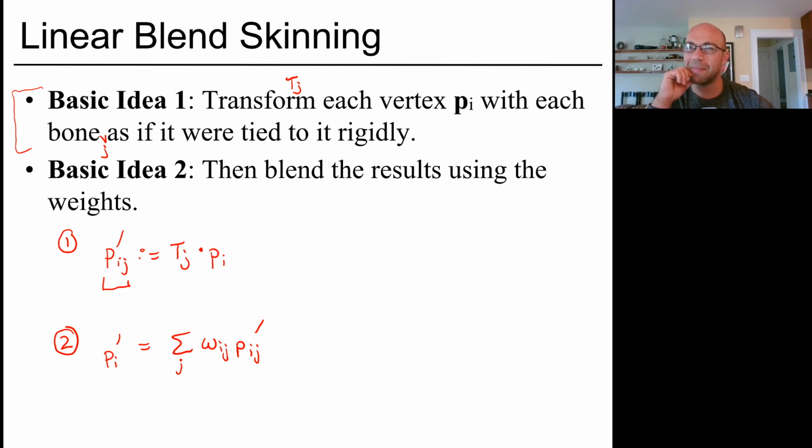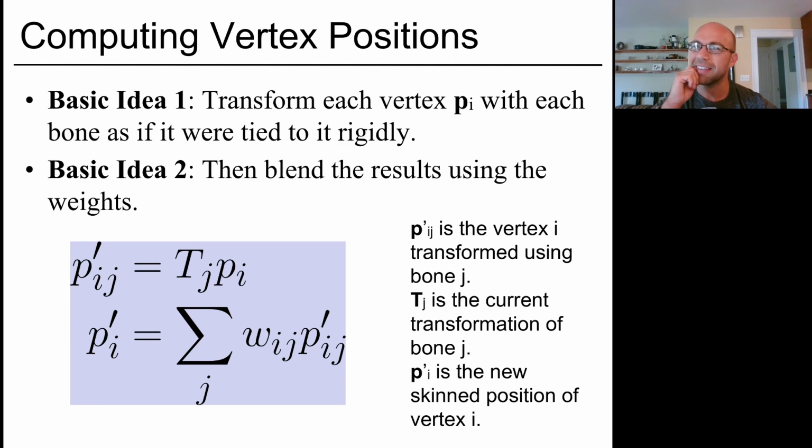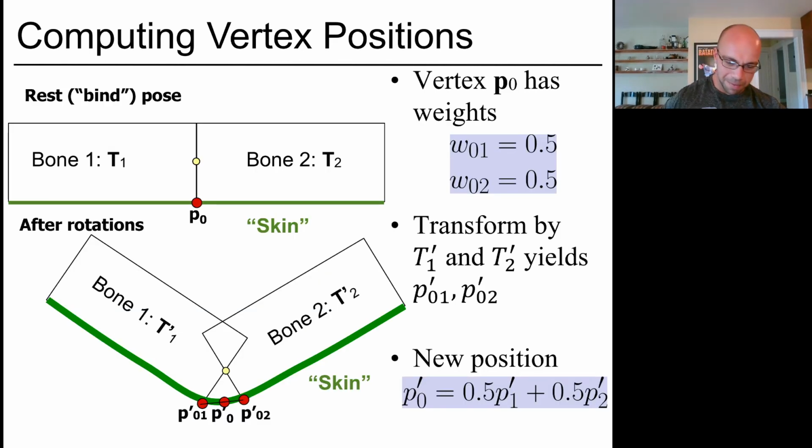Okay, so by the magic of PowerPoint, here's a nicer version of the same math. So to reiterate, pij prime is the vertex i transformed using bone j's transformation, where Tj is the transformation of bone j. And pi prime is the result after taking the weighted average using weights wij. All right, so let's take a look at what effect that has on a very simple model. So let's say that I have just 2 transformations. So this would be like the upper and lower arm example that we keep using here.